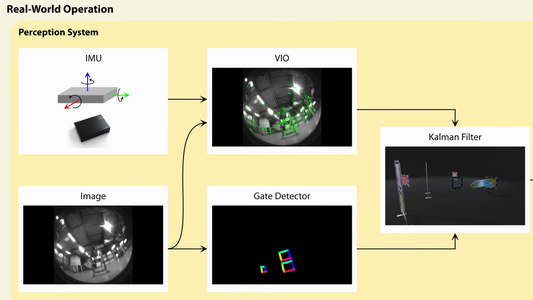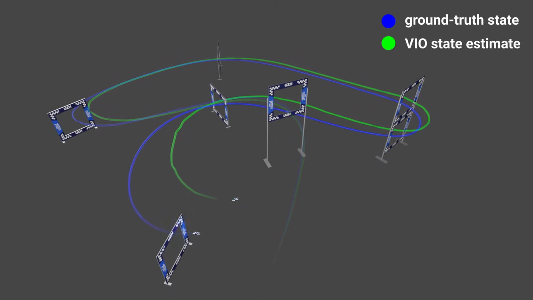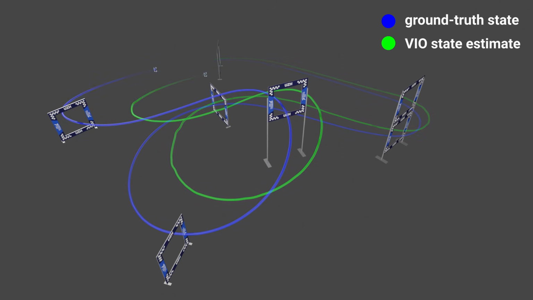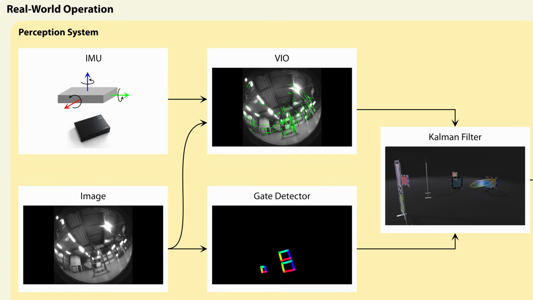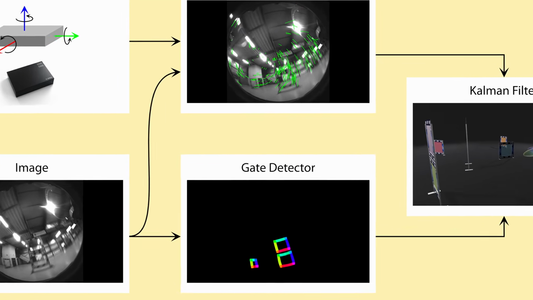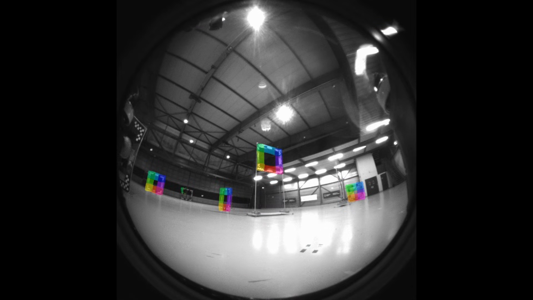Swift uses visual inertial odometry, also known as VIO, to estimate its own position, velocity, and orientation. While such an approach produces accurate estimates when operating in near-hover conditions, these estimates substantially degrade at the speeds encountered during drone racing, as shown in green. To improve the estimation quality in such agile regimes, Swift complements the estimate from the VIO pipeline with a learning-based detection system that segments racing gates in the images captured by the onboard camera.